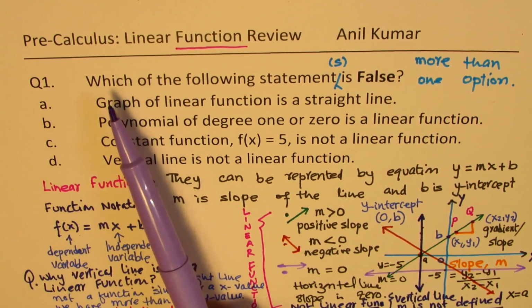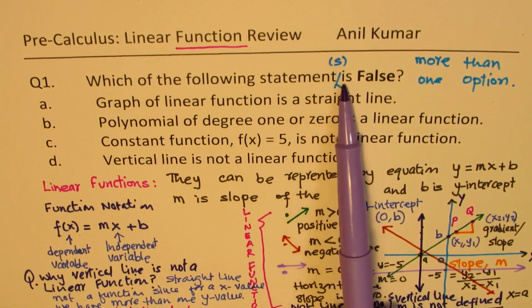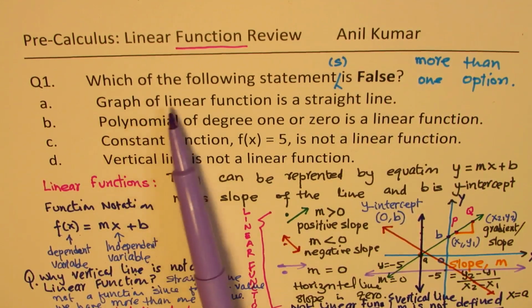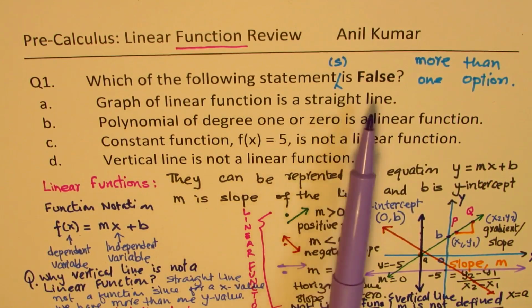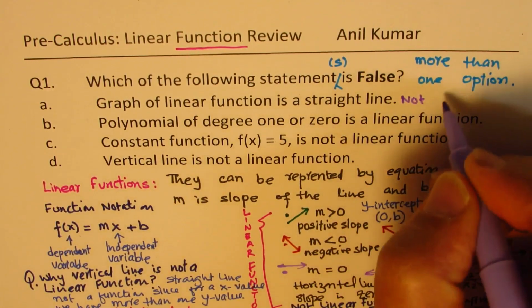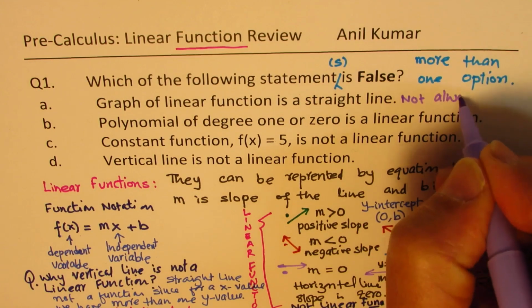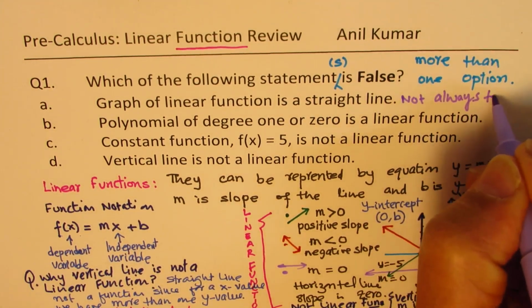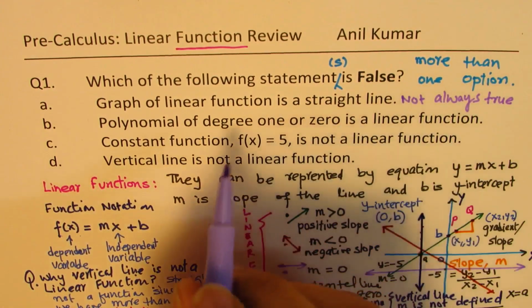So first one, which of the following statements is false? Graph of a linear function is a straight line. Not always. True.